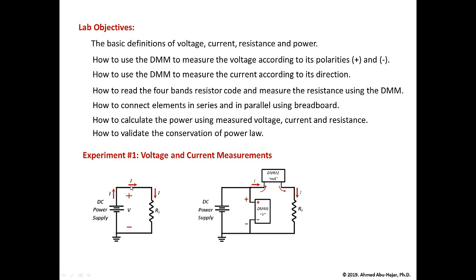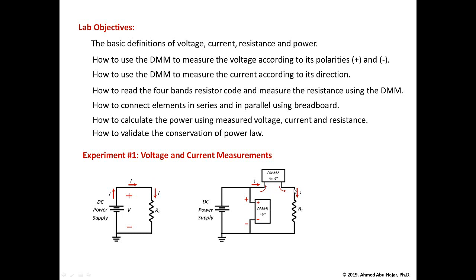However, to measure the current, you need to know how much current is going through this resistor, for example. So you need the DMM to sense this current. This current needs to go into the DMM and then come back to the resistor. That's the way we need to measure the current. When you measure the current, the DMM needs to be connected in series with the resistor.